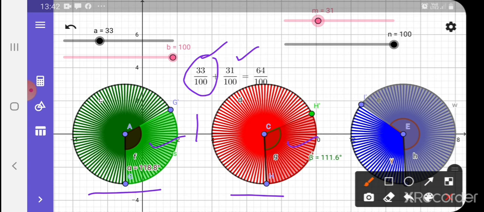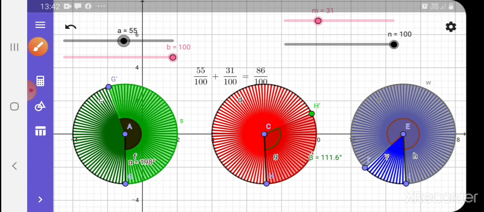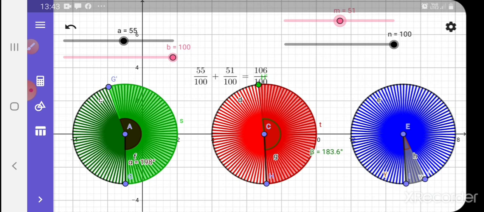Then what is the answer? You see this 33 part and this 31 parts. So the total here is 64 parts shaded. So you see, if you change the numerator again, then another result will come.